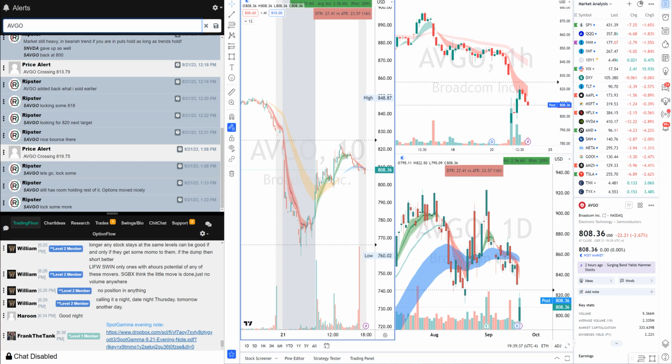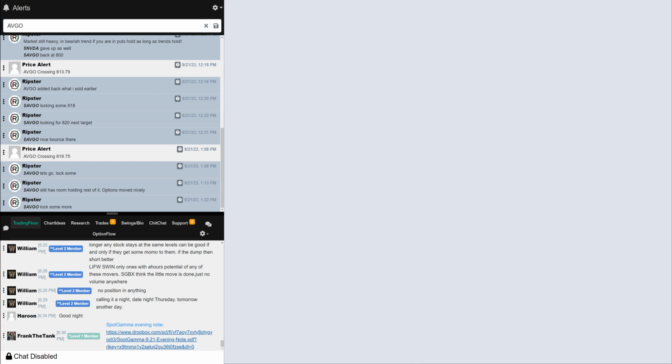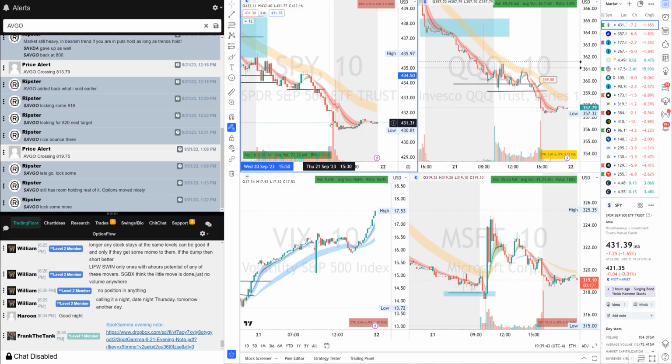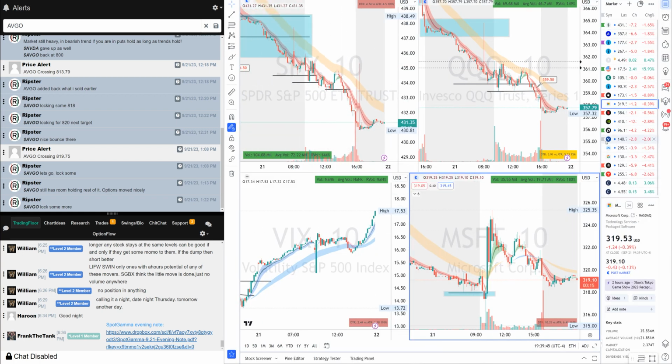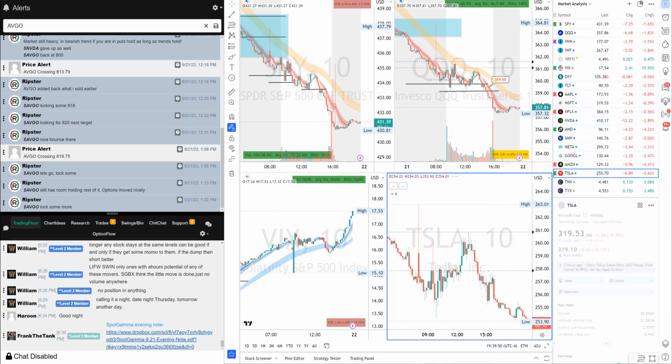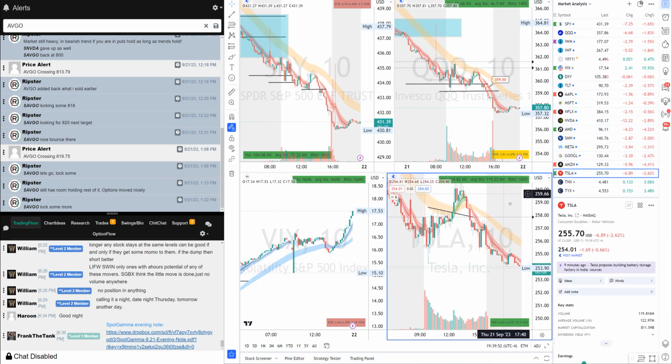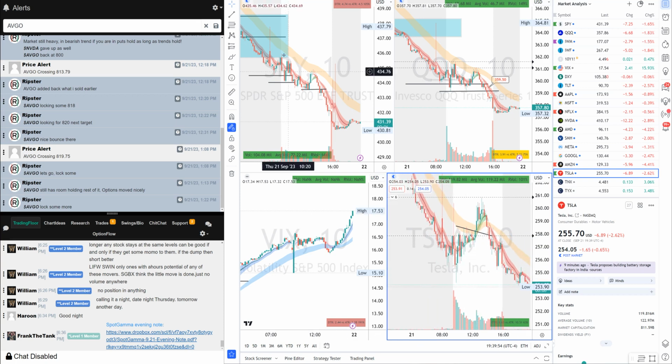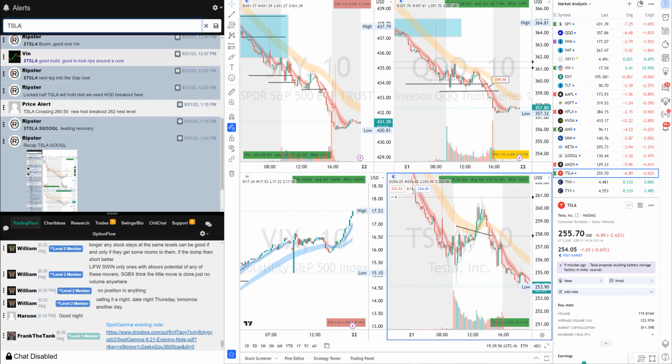Guys, then we did some reversal trades. Here's an important thing to note, right? When the market was doing this, let's look at Tesla. So we look at Tesla, right? We were long on Tesla based on a B minus setup.